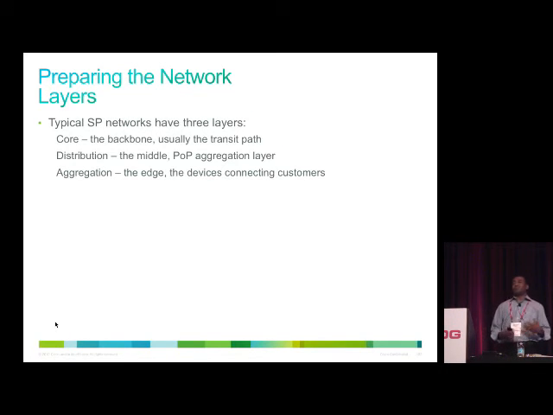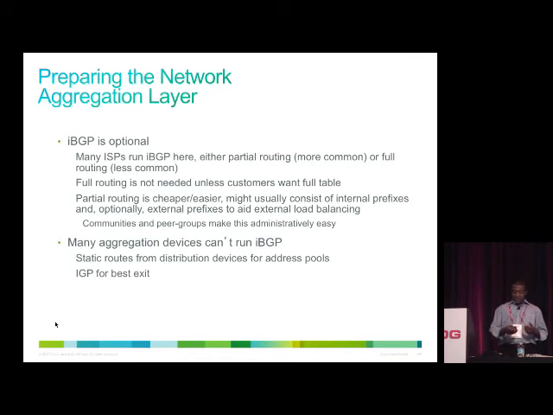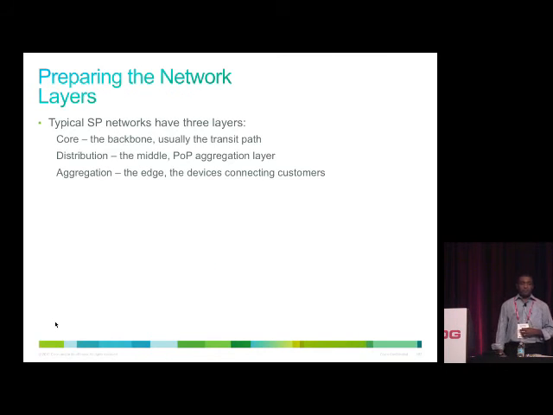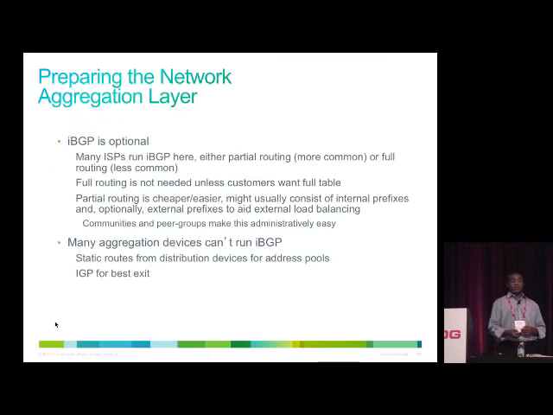So if you look at the traditional layering, you can take it as a general rule, a guideline. Not everybody sticks to this, but if you have a core, distribution layer, and aggregation layer, in the core, you'll obviously be running BGP. It's usually a transit path, so you will have to run BGP. In the aggregation and distribution, it is optional. Obviously, if you run BGP in the aggregation, you have to run it in the distribution.